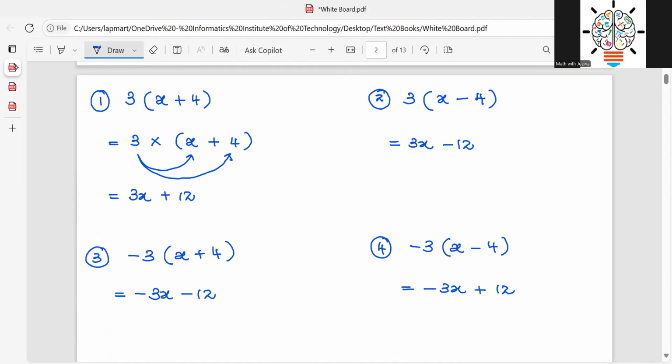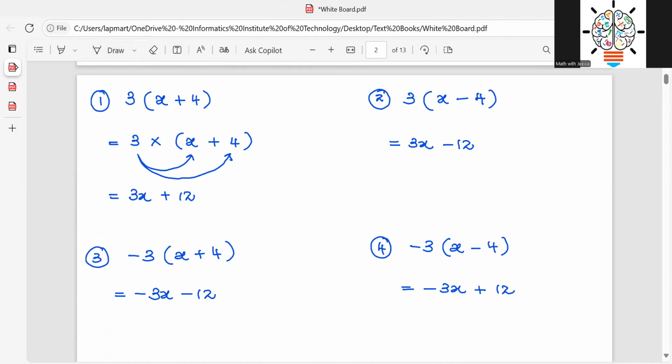So you want to pay your attention to the negative signs, and I'm just explaining back. 3 times x, 3x, 3 times 4, 12. 3 times x, 3x, 3 times negative 4, negative 12. Negative 3 times x, negative 3x, negative 3 times 4, negative 12. Negative 3 times x, negative 3x, negative 3 times negative 4, positive 12. You know that when you multiply negative and negative, the answer will be positive.